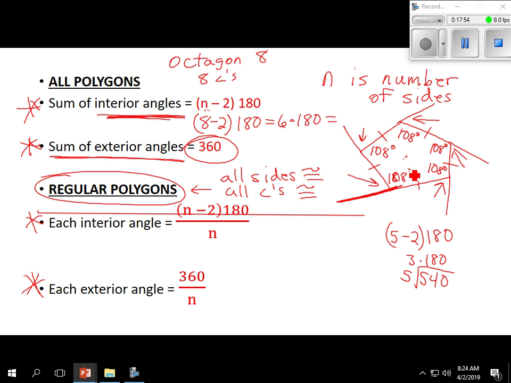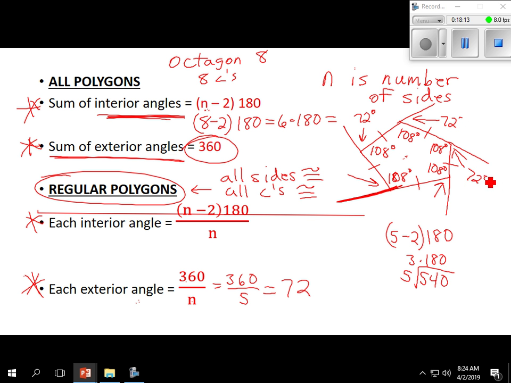Then for each exterior angle, you just take 360 divided by the number of sides. Well, this would be 360 divided by 5, and that would give you 72. So each one of these angles outside has to be 72 degrees.